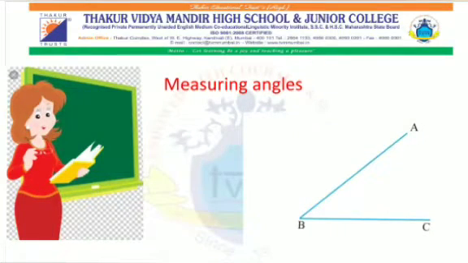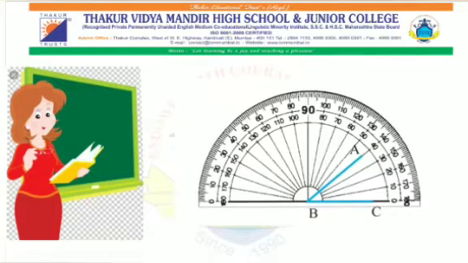Observe how to measure angle ABC given alongside using a protractor. The first step is put the center of the protractor on the vertex B of the angle. Place the baseline of the protractor exactly on the arm BC. The arms of the angle do not reach the division on the protractor.